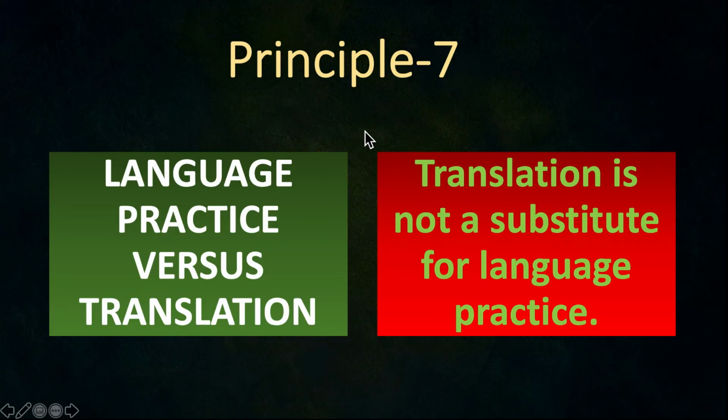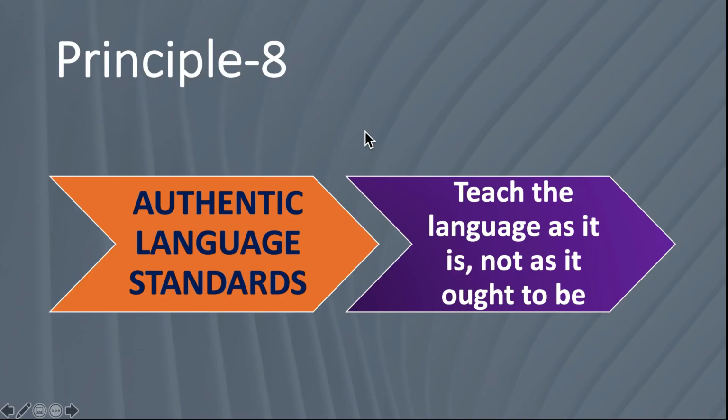Principle 7: language practice versus translation. Translation is not a substitute for language practice. Principle 8: authentic language standards. Teach the language as it is, not as it ought to be.